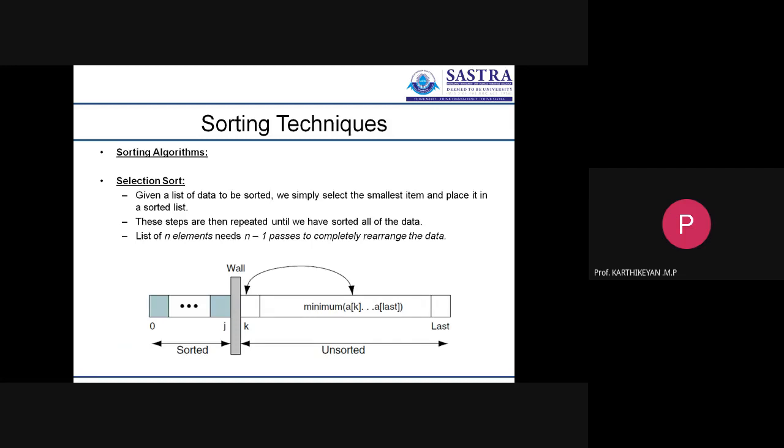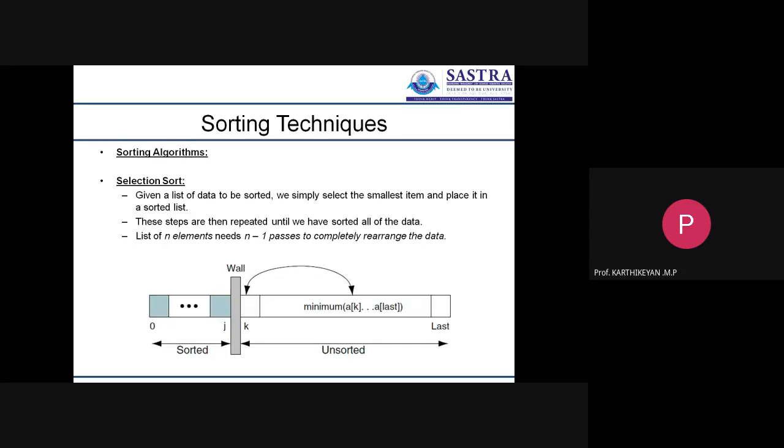Now let us start with the first sorting technique, which is selection sort. In selection sort, suppose we have an array of values. The array is basically divided into two halves: the first half is sorted and the second half is unsorted. Initially the sorted part has no elements because the entire array is unsorted. In the first pass, we compare the entire array, take the smallest element, and swap it with the first element. Now the first element contains the smallest value.